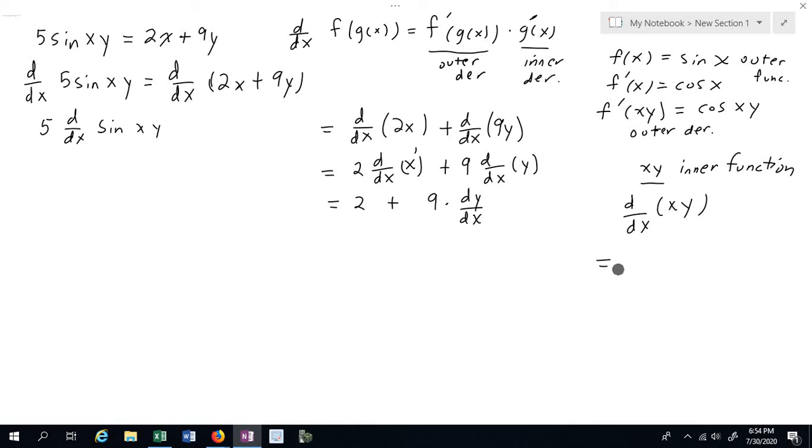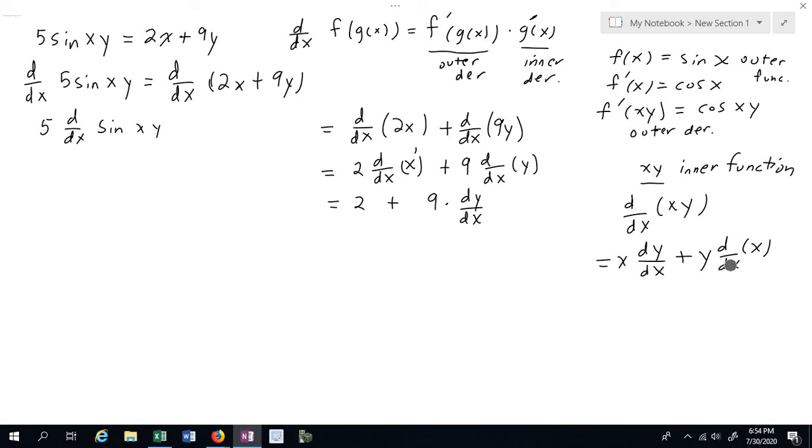Okay, and so the product rule says you take the first function, which is x, and you multiply it by the derivative of the second function. The second function is y, and so we take the derivative of y with respect to x, because this derivative is with respect to x. Then you take the second function, which is y, and you multiply it by the derivative of the first function with respect to x. And of course, the first function is just x.